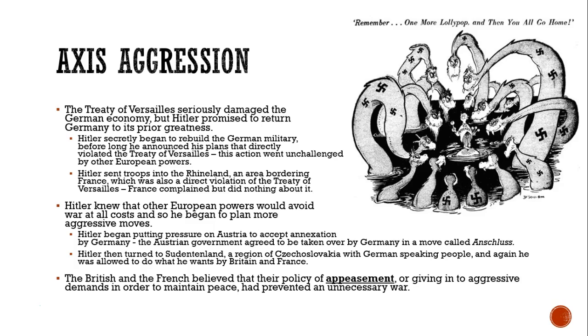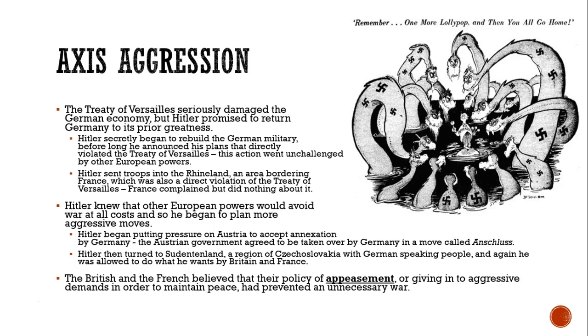Hitler knew that the other European powers would avoid war at all costs, so he began to plan some more aggressive moves. He started pushing Austria to accept annexation and become a part of Germany, and then Hitler also turned to the Sudetenland, a region of Czechoslovakia with German-speaking people, and he was also allowed to do what he wanted by Britain and France. So at this point, he considered that he could do whatever he wanted.